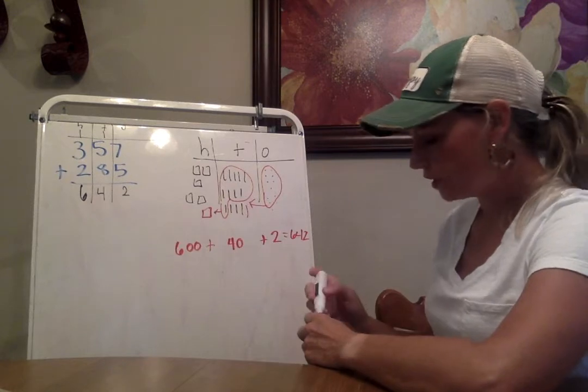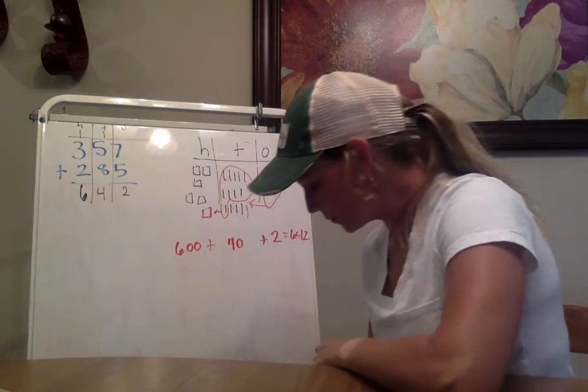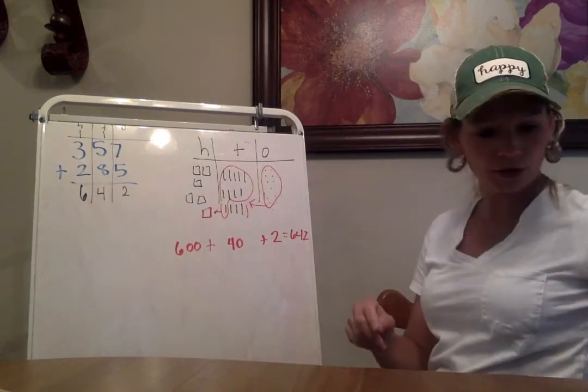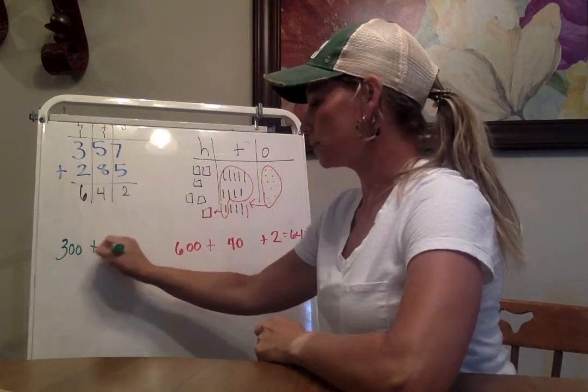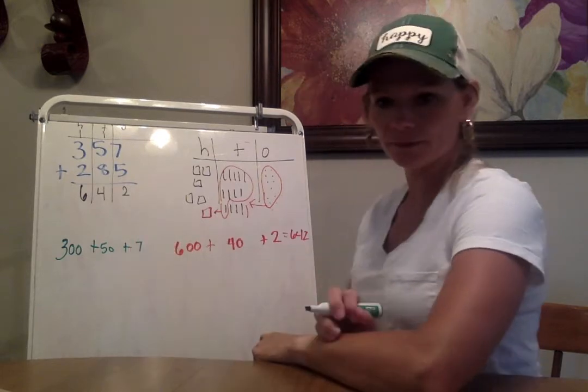Not the only way to solve it. I could also use expanded form, right? So down here, I'm going to do 300 plus 50 plus 7, right?